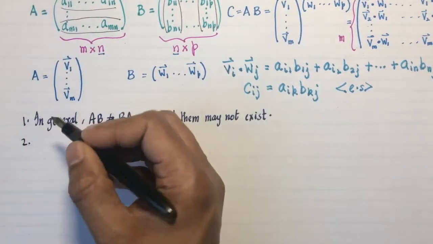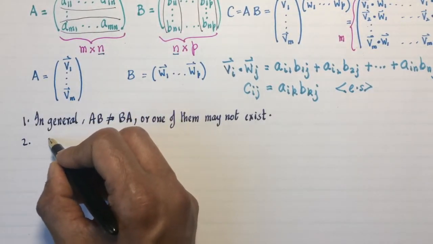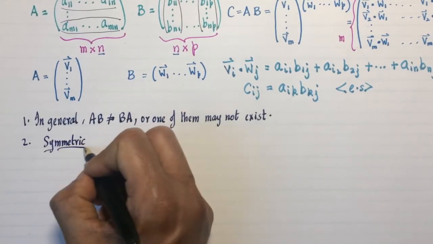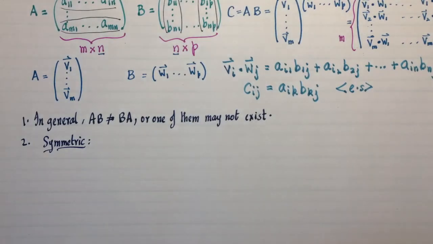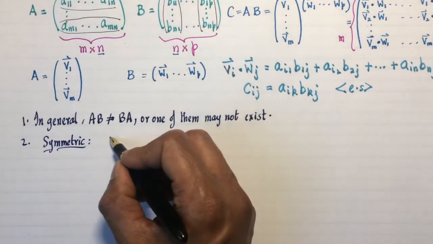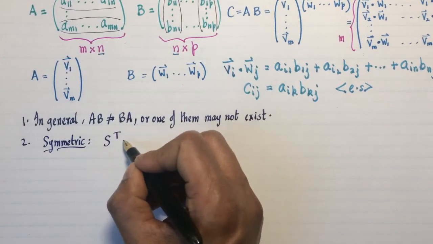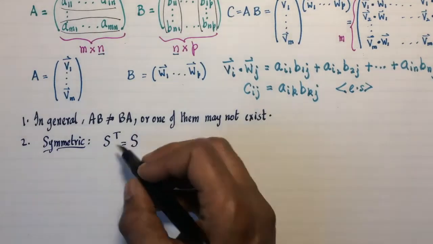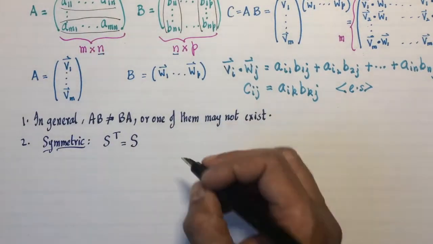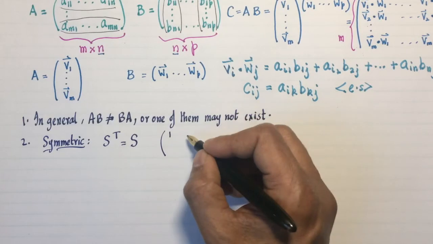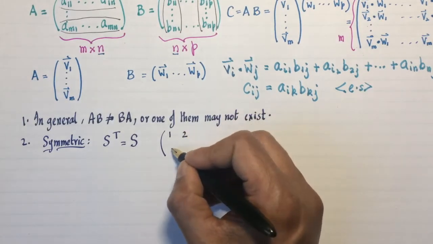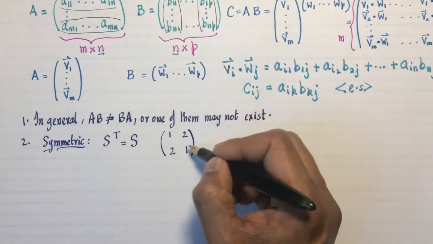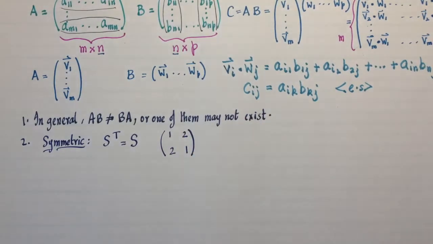One is, when is a matrix said to be symmetric? Symmetric matrices play a big role because not only are they beautiful, but they are used in physics a lot. So a matrix is called symmetric when the transpose is equal to the matrix itself, which means that if you interchange the rows and the columns, you get back the matrix. A simple example of a symmetric matrix is 1, 2, 2, 1. Now if you interchange the rows and the columns, it looks exactly the same. So that's an example of a symmetric matrix.